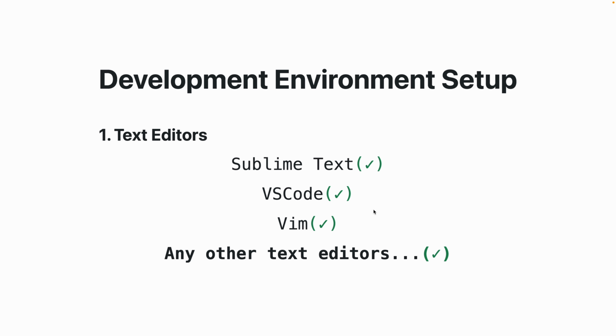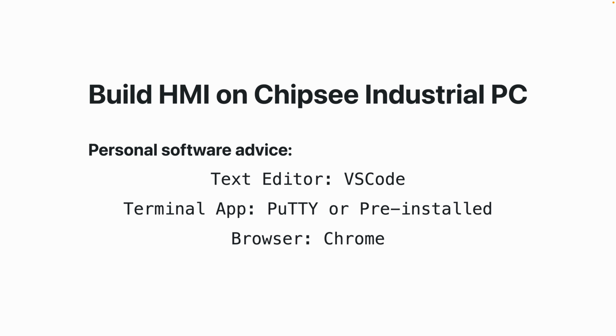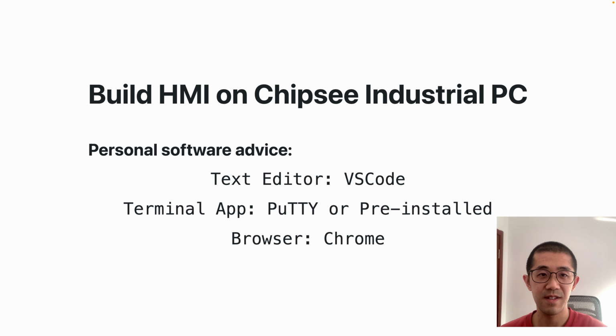Okay, I hope you can get these three software installed on your own PC if you are preparing to build software for ChipC PCs. They are all popular industrial grade choices. If you have better candidates, that's also okay, as long as you have a text editor, a terminal app, and a modern browser. You are ready for writing your first line of code. So, that's it for this video. I hope you enjoy building software on ChipC industrial PCs.